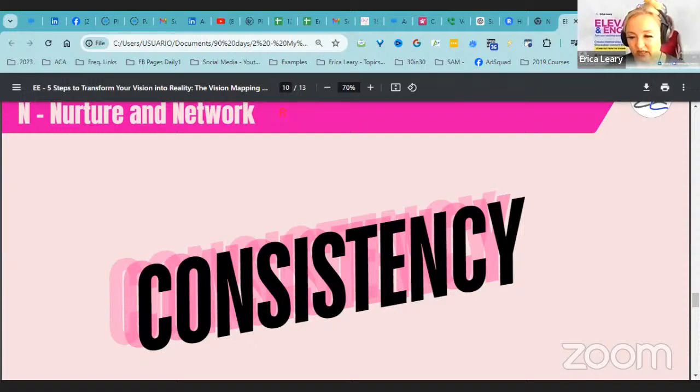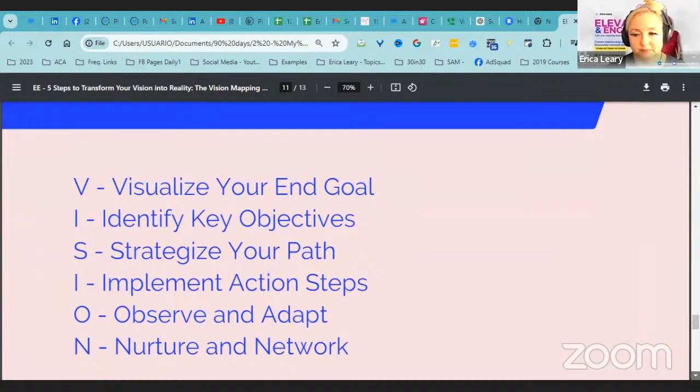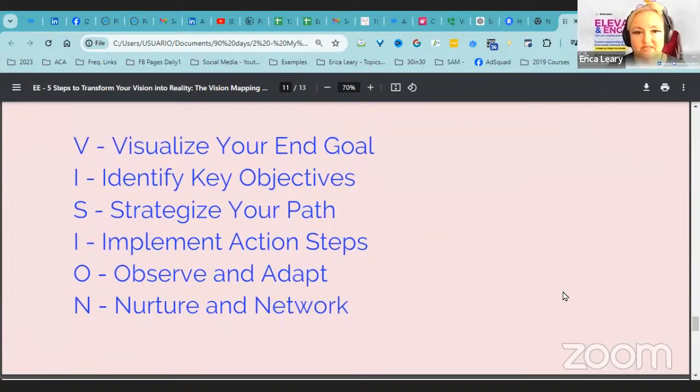Let's see if I wrote, looks like I have a lot of things left, but I don't. All right, visualize your end goal, identify key objectives, strategize your path, implement action steps, observe and adapt, nurture and network. All right, I'm going to stop sharing.